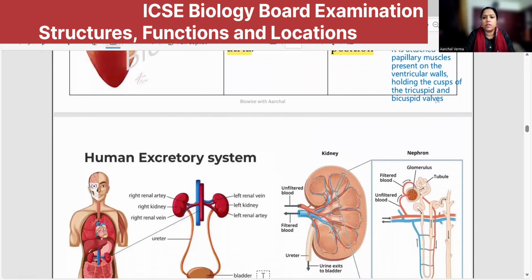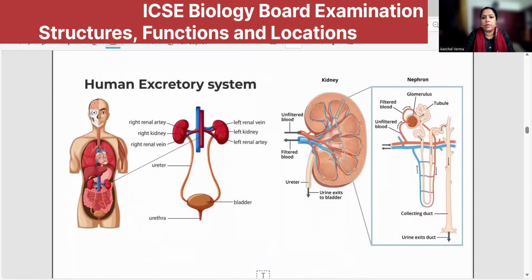Human excretory system, next chapter. Now, in this chapter, you can see here that where is the kidney located? It is actually behind your digestive system. So, it is on the back side of your body. Correct? That is your excretory system.